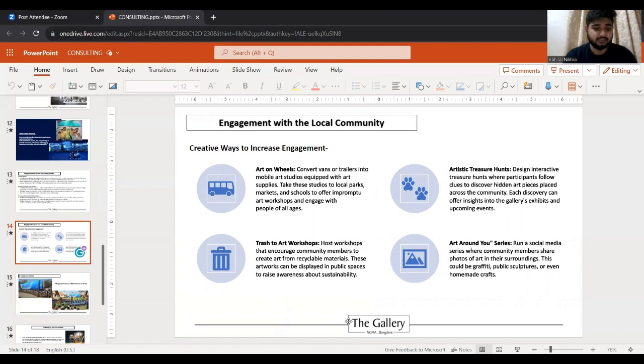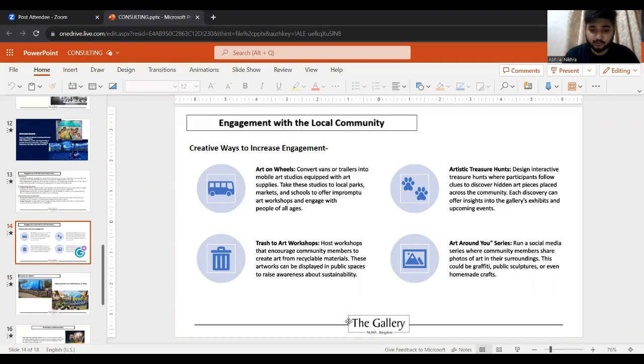The third thing we can do is a trash to art workshop. This one also includes turning trash into treasure. We will hold a workshop where people can learn what is being displayed and what is going on around the world. The art they make will be displayed in public spots, spreading the word about taking care of our planet.